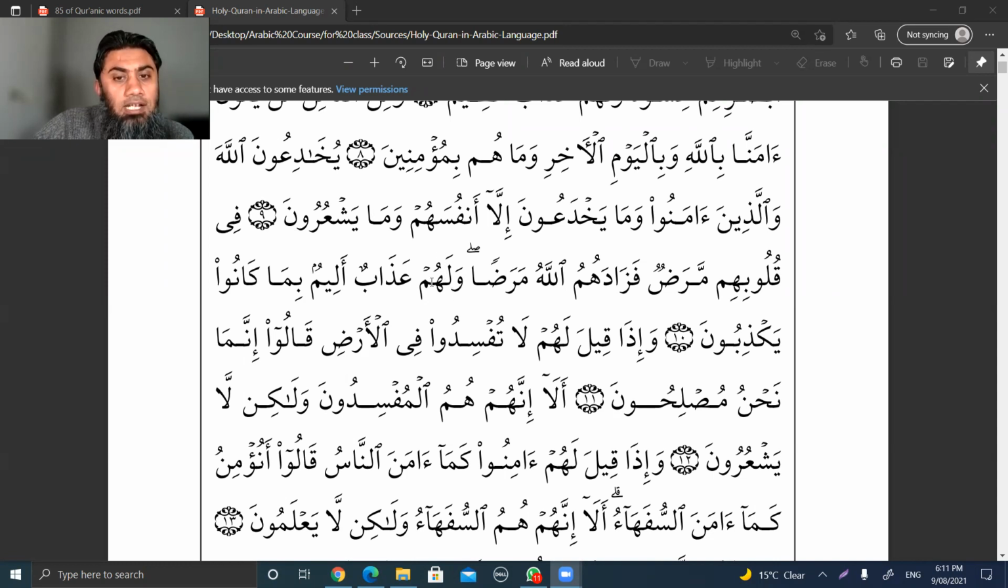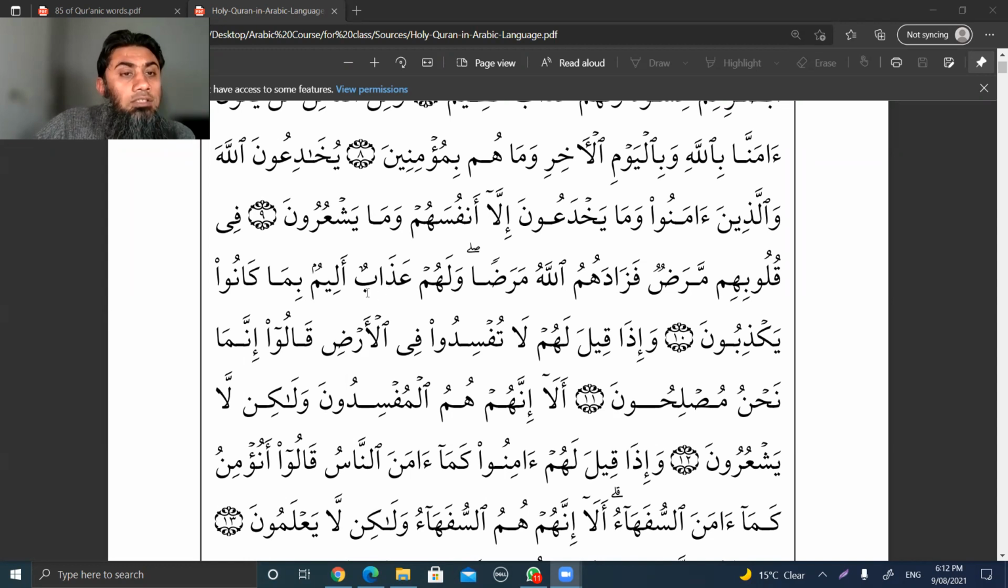Lam is harf jar and hum will be majroor, or you can say ism in jar status. Lahum: lam means for, and hum means them. Hum is an attached pronoun. So lahum, for them. Azabun means punishment, alimun means painful. But the question is, what are they?